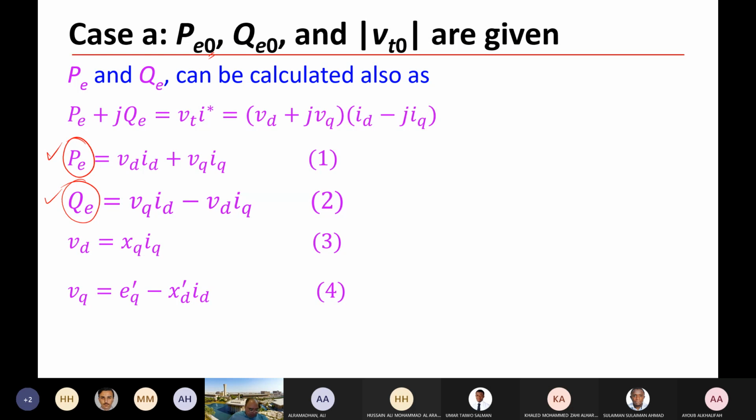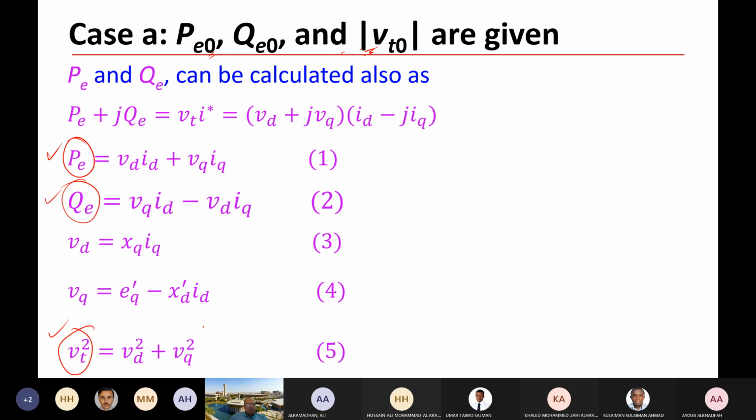How many variables do we have? 5. VD, ID, VQ, IQ, and also EQ prime. So we need to develop another equation. VT equal to VD square plus VQ square. So terminal voltage is known, is given here. So this is also known. So what you have here, you have 5 equations in 5 unknowns.